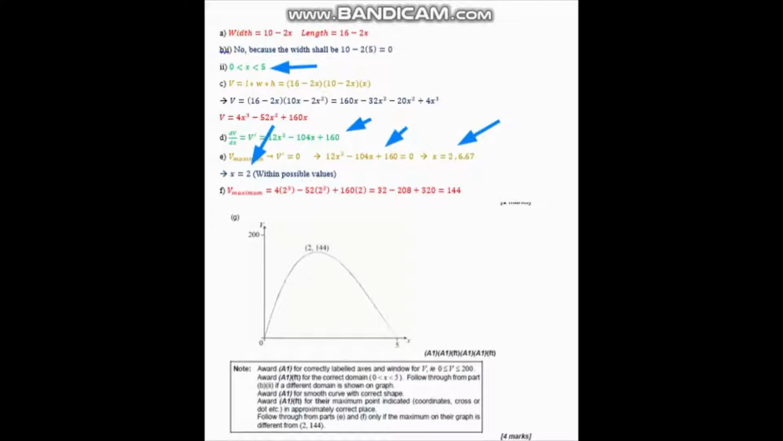Next, as we said, in order to find the maximum volume, I simply plug the 2 into the original equation right there, or the simplified version right there. You can plug wherever you want. Either way, you're going to get this expression and this value for the maximum volume. So you just plug 2 into any of the equations in question C that express the volume.